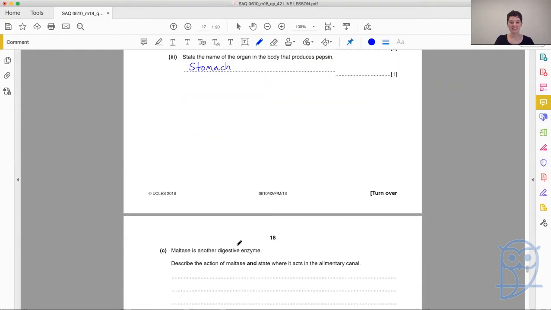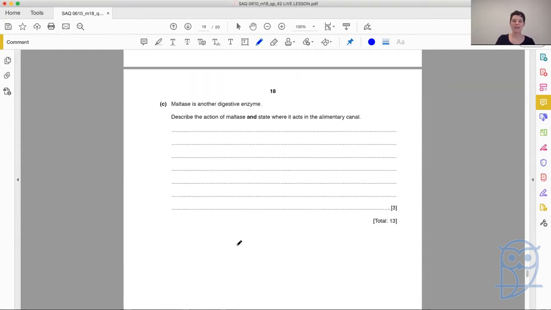The very last question in this paper is 6 part C. Maltase is another digestive enzyme. Describe the action of maltase and state where it acts in the alimentary canal. So we've got 2 things that we must answer here. What does maltase do and where does it do it? So they asked us to describe first, so let's do that.